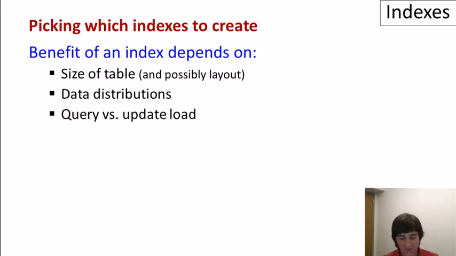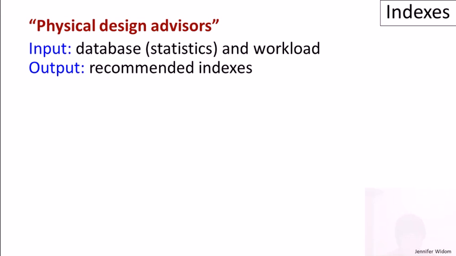So given that we have this cost-benefit trade-off, how do we figure out which indexes to create when we have a database and applications on that database? The benefit of an index depends first of all on how big the table is, since the index helps us find specific portions of the table quickly. It depends on the data distributions, again because the index helps us find specific data values quickly. And finally, how often we're going to query the database versus how often we're going to update it. As I mentioned, every time the database is updated, indexes need to be maintained, and that's costly. Every time we query, the indexes may help us answer our queries more quickly.